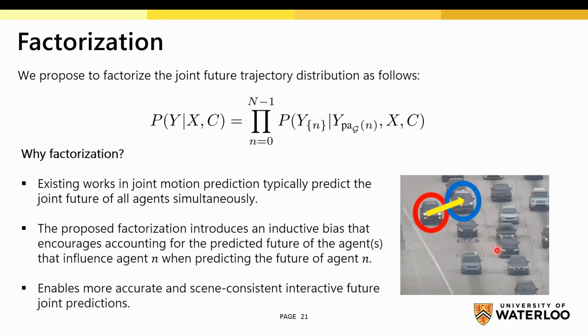So with factorization, we can predict that red is going to influence blue in their future interaction. And so when predicting blue, we are going to condition on the predicted future of red. This is how FJMP will work. And hopefully this process will lead to more accurate and scene-consistent joint predictions, especially on the interactive scenarios. And so really what this proposed factorization is, it's just an inductive bias for the network that encourages accounting for the predicted future of the agents that influence agent N when predicting the future of agent N.